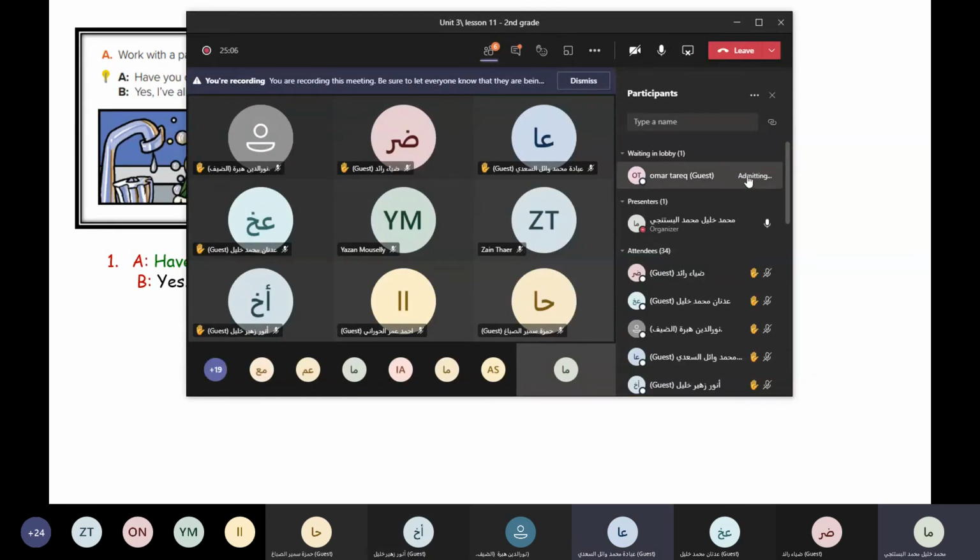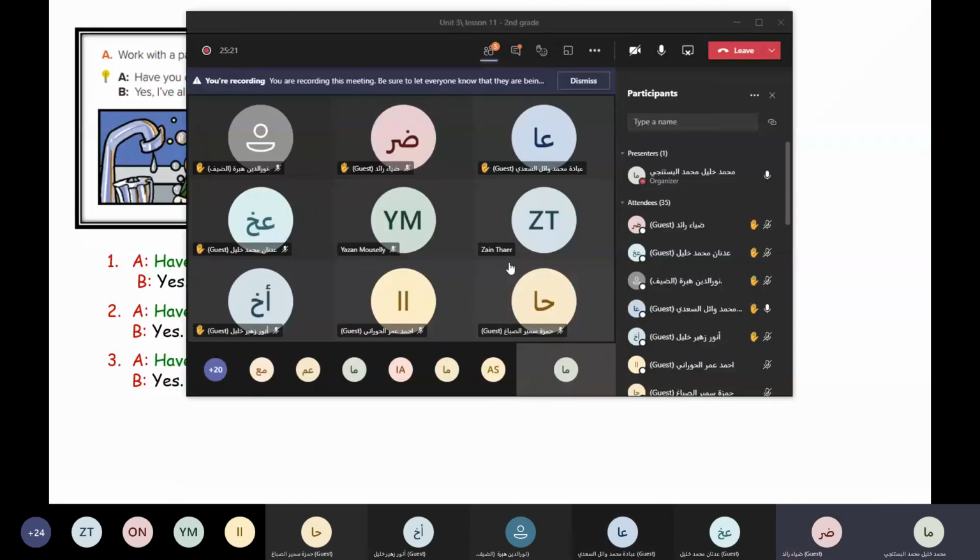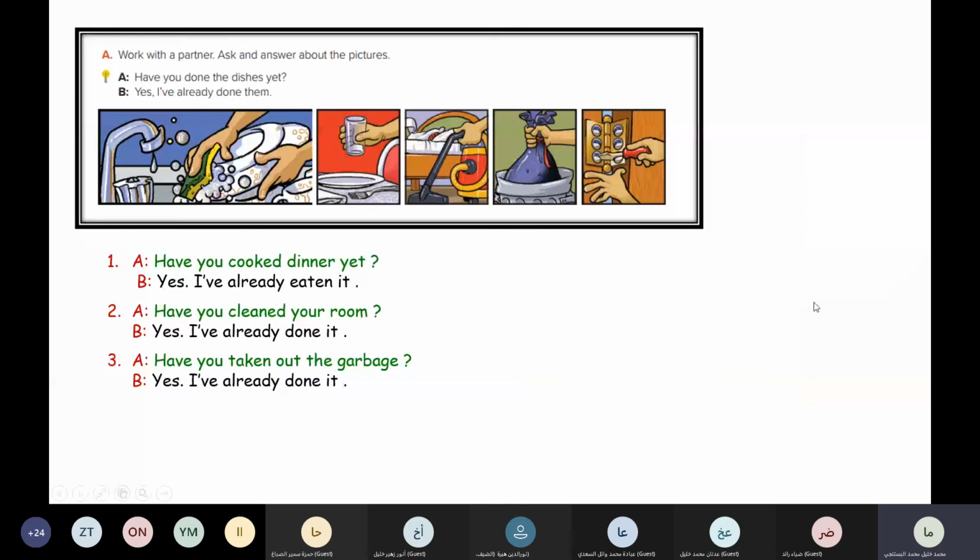The third picture, number 2. Have you cleaned your room? Yes, I have already done it. Good. Now, what about the third? Who can read it? Yes, Zain. Have you taken out the trash yet? Yes, I've already taken it out. Good. Have you taken out the garbage? Yes, I have already done it.